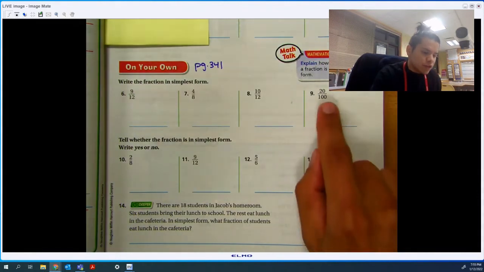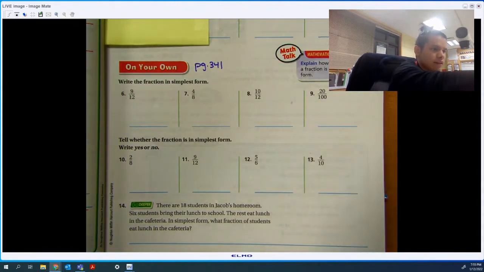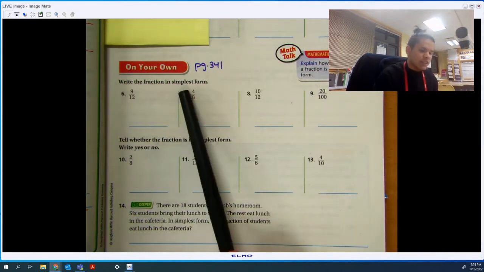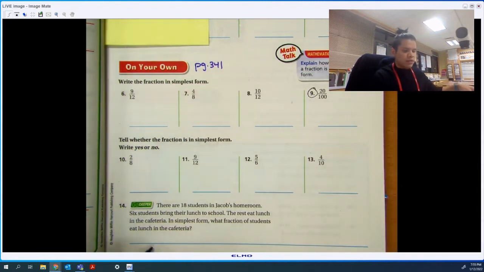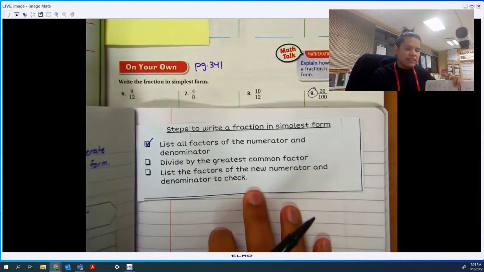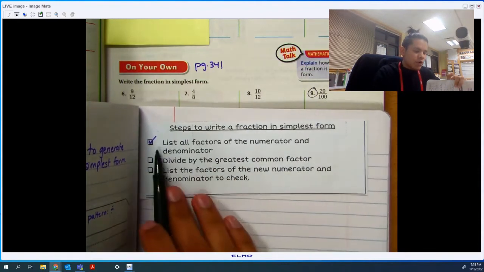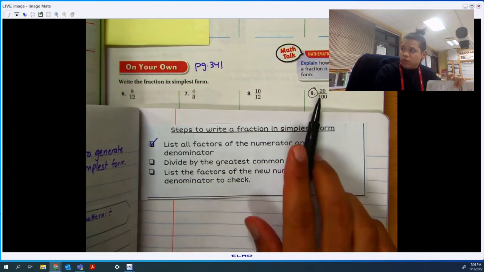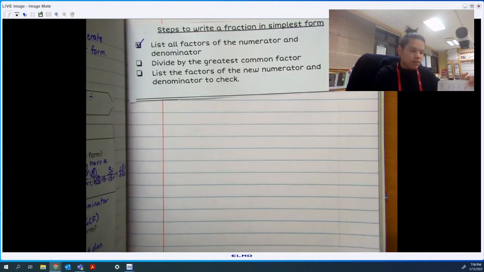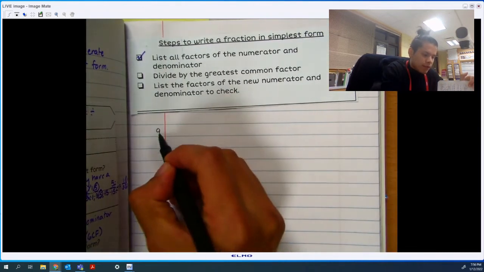We have 20 hundredths. We need to write the fraction in simplest form. We're going to take a look at problem number 9. Well, we need to simplify or write it in simplest form. Step number 1 is to list all the factors of a numerator and denominator. If you need more space, there's plenty of room in your math notebook. So I'm going to take a look at number 9.